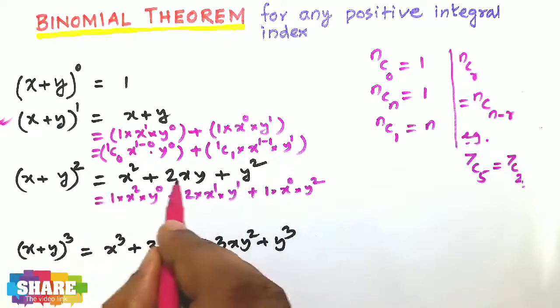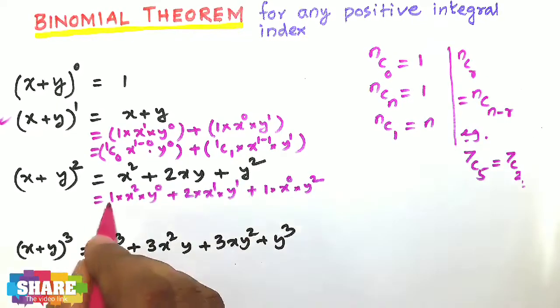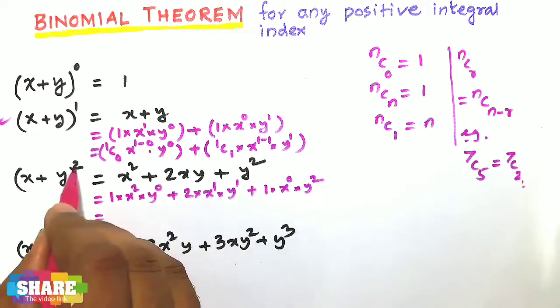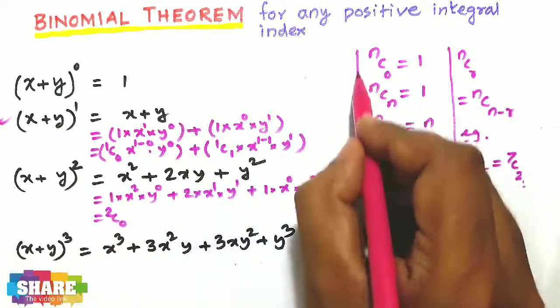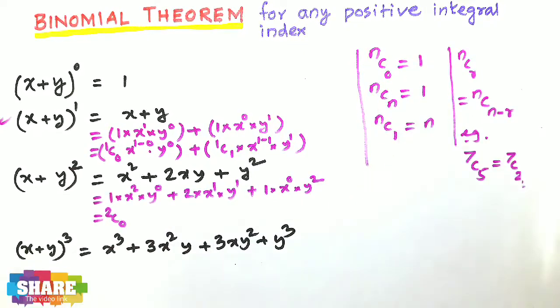Okay, 1, 2, 1. Now these can be written: the index is 2, so it will start with 2C0. You know, 2C0 is equal to 1. Here it is written, and nC0 is equal to 1, so 2C0 is also 1.